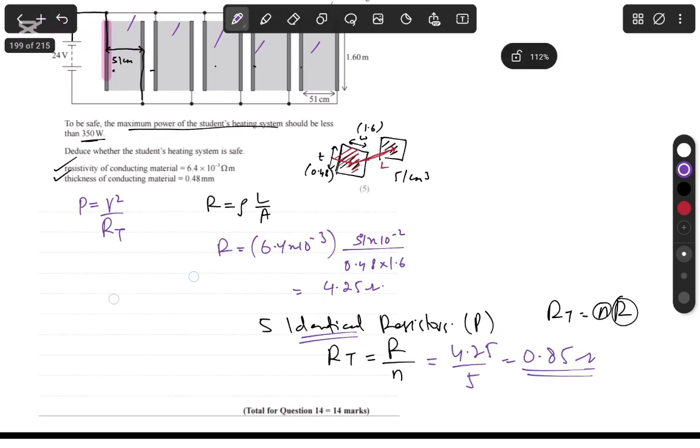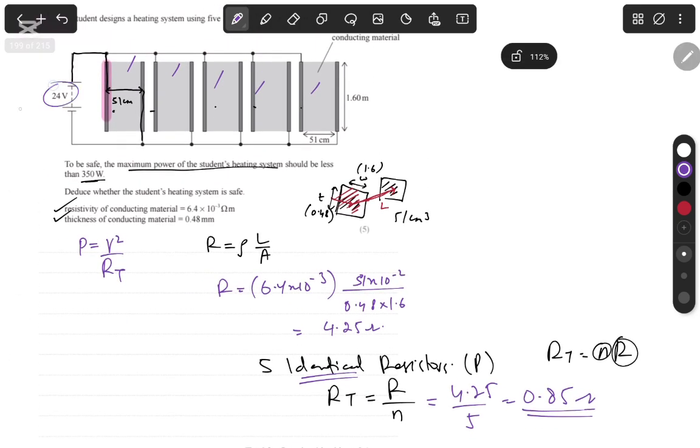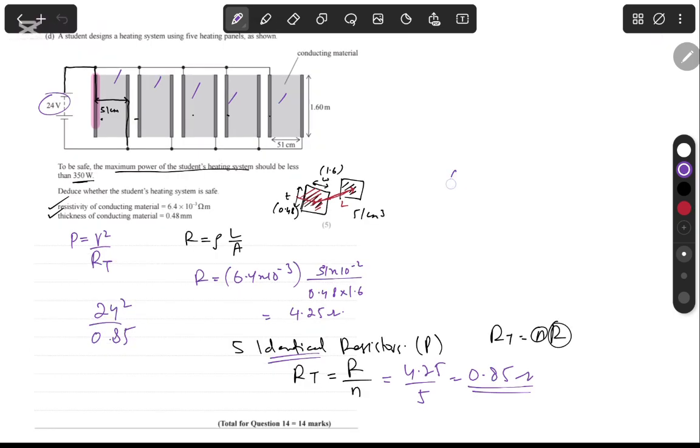Okay, and then we have the potential difference across them as 24. So we'll do 24 squared over 0.85. So that's going to give me 678 watts, which is obviously greater than 350 watts, so it is not safe.